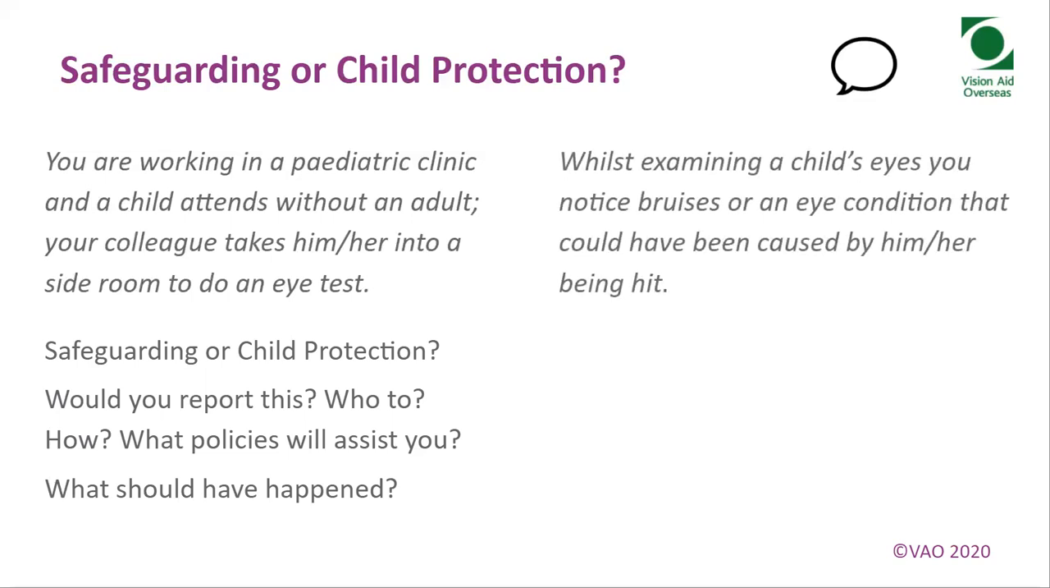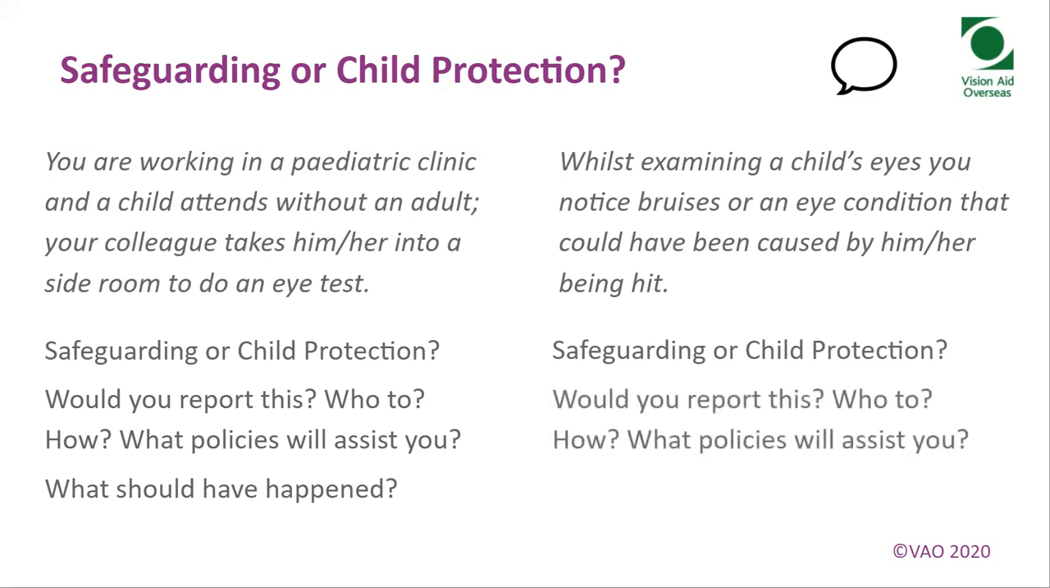Scenario 2. Whilst examining a child's eyes, you notice bruises or an eye condition that could have been caused by him or her being hit. So again, is this a safeguarding or a child protection issue? Would you report this? Who to? How? What policies will assist you? What actions would you take?